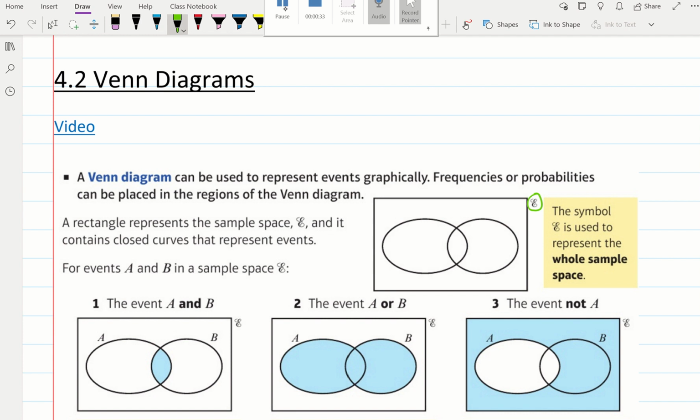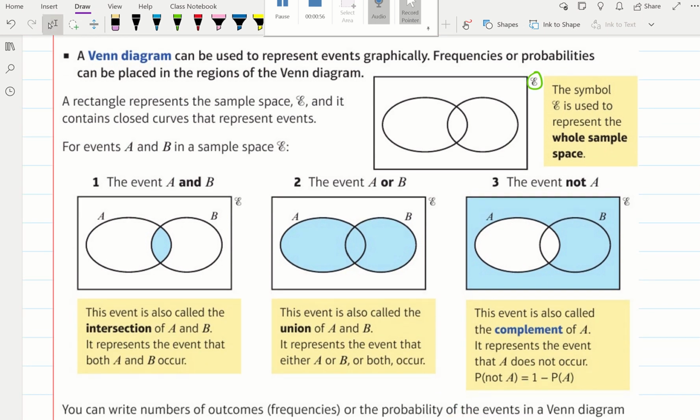You should be familiar with set notation from GCSE. The symbol for the universal set is used to represent the whole sample space, the whole list of possibilities. For events A and B in a sample space, the universal set, A and B means the intersection of A and B, the events that are both in A and in B.